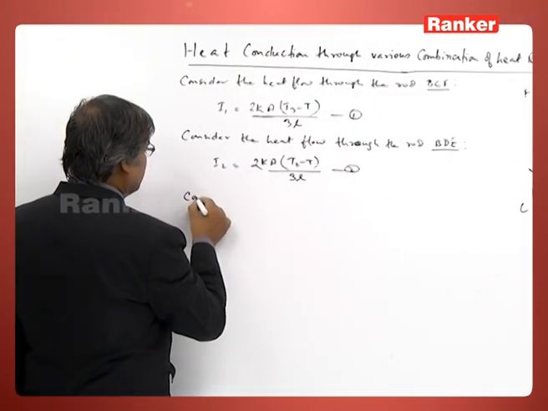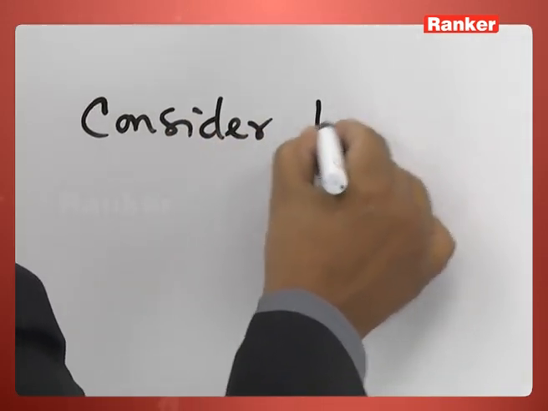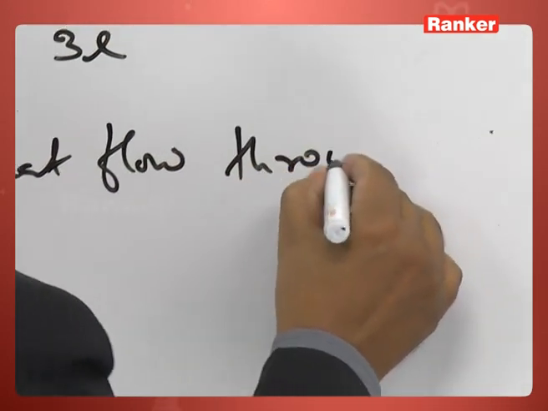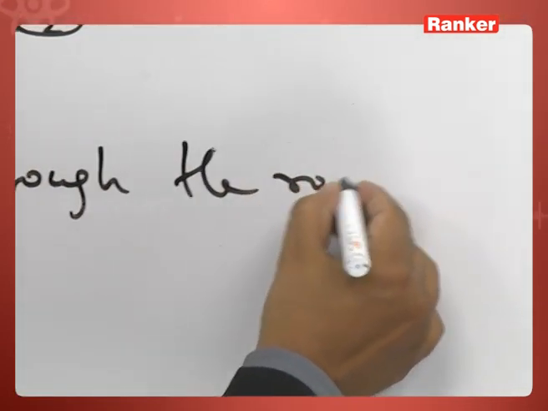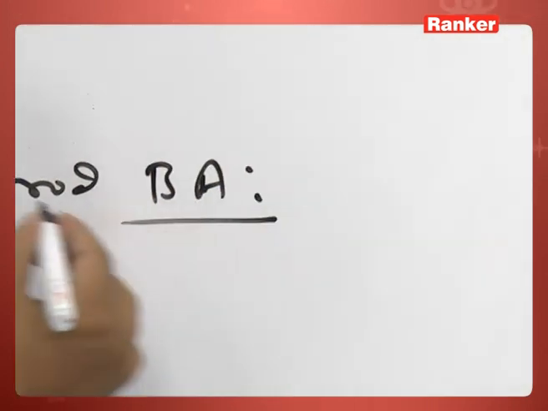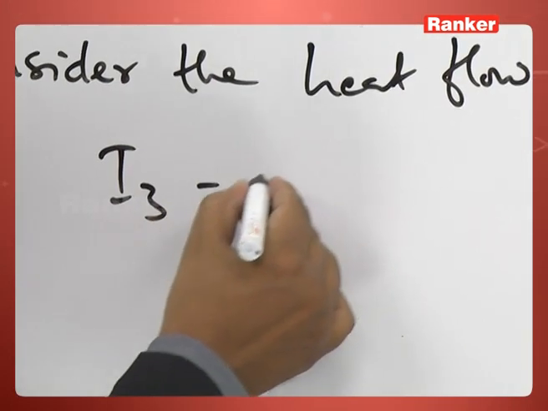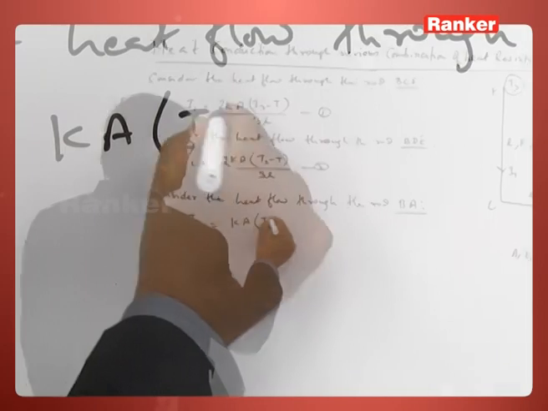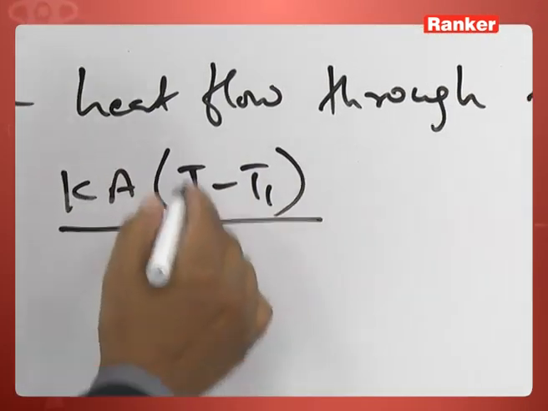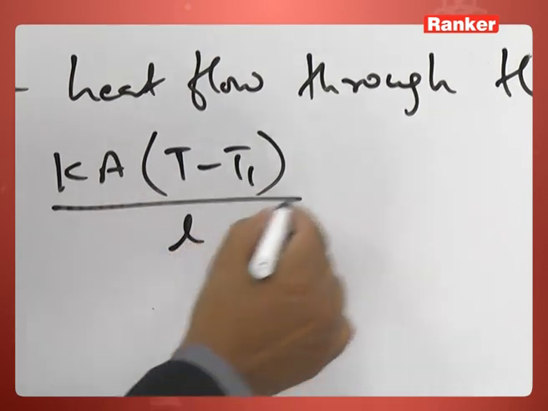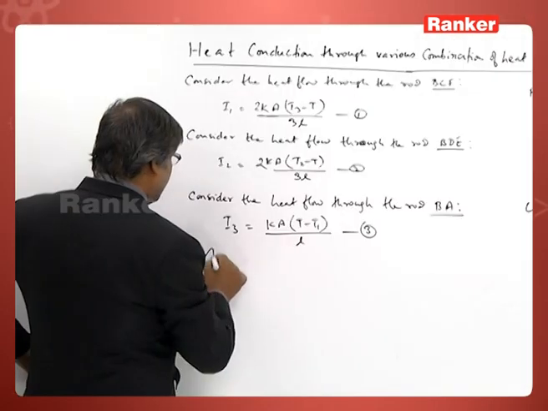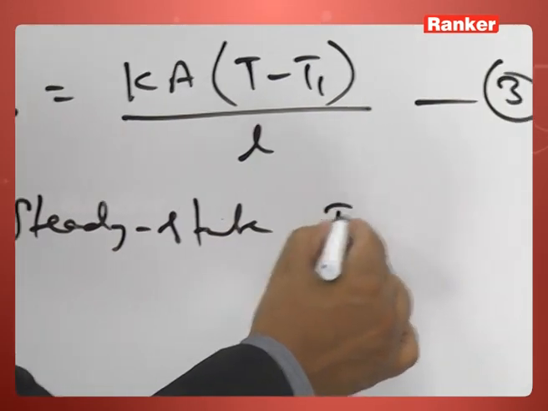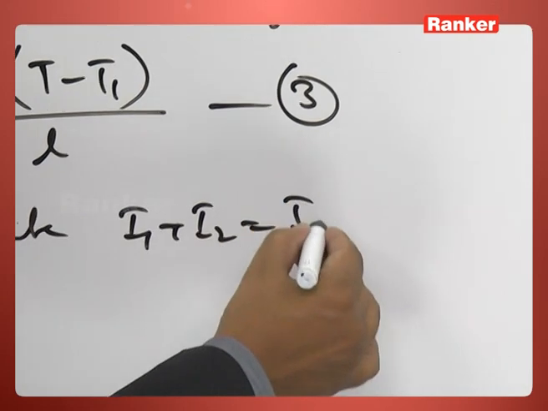So, consider the heat flow through the rod BA. So, this is I3, this is K A, T must be higher. So, T is higher, I have assumed, minus T1, divided by the total length, that length is L. At steady state, I1 plus I2 must be equal to I3.